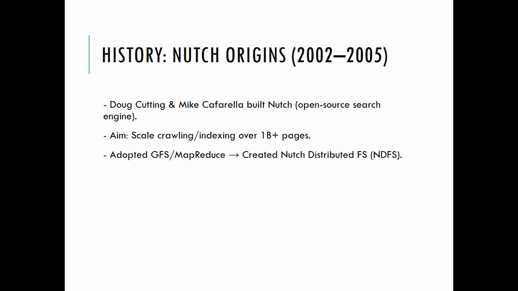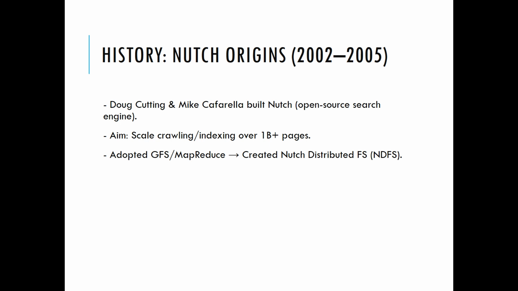Around 2002, Doug Cutting and Mike Caffarella were building Nutch, an ambitious open-source search engine. Their goal was immense: to crawl and index the entire web, over 1 billion pages, something only well-funded giants like Google were achieving. They quickly hit the same scalability walls. Storing and processing billions of web pages required a distributed approach.